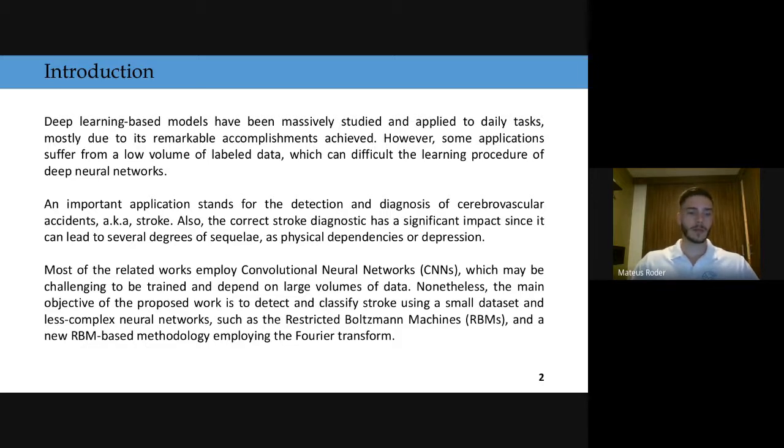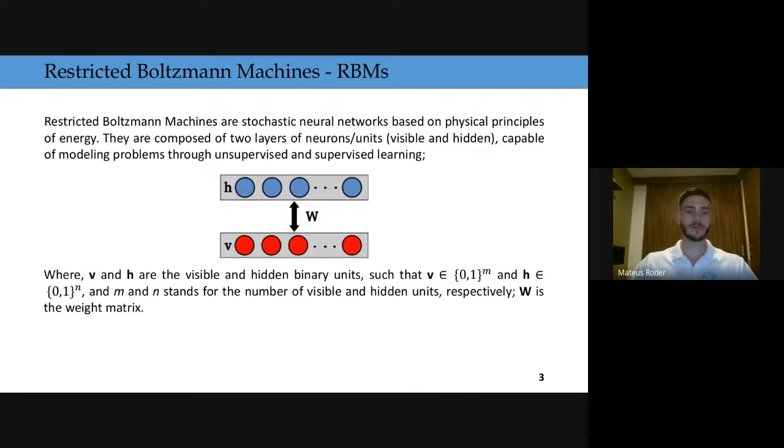Nonetheless, the main objective of the proposed work is to detect and classify stroke using a small dataset and less complex neural networks, such as the restricted Boltzmann machines, RBMs, and a new RBM-based methodology employing the Fourier transform.